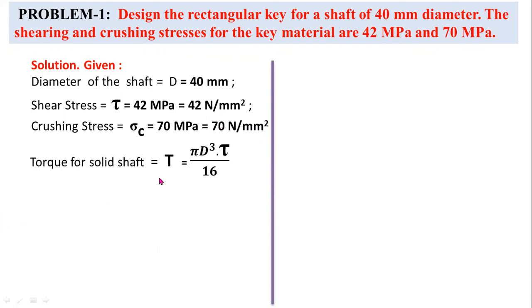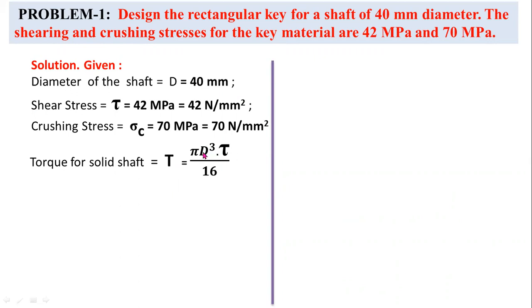Now, first of all, you have to determine the value of torque transmitted by the shaft. Here the diameter of the shaft is given, so this is a solid shaft. Already we know from the torsional equation that the torque transmitted by the solid shaft, T equal to pi d cube by 16 tau. This is the formula for torque transmitted by the solid shaft only.